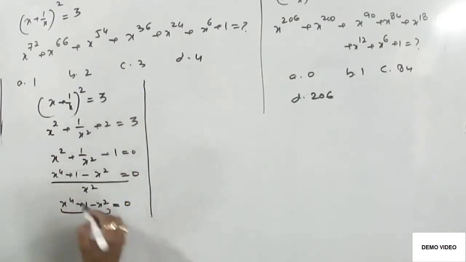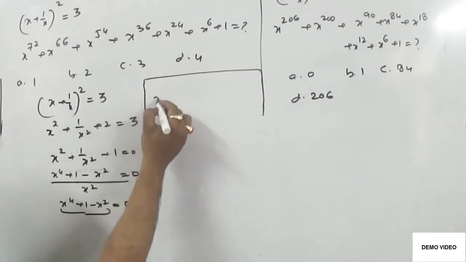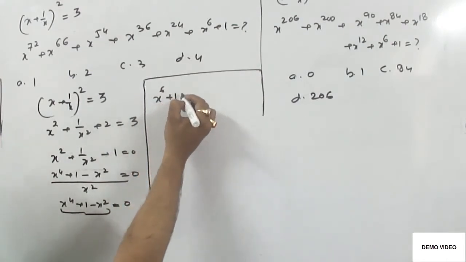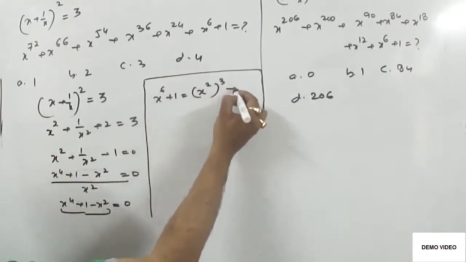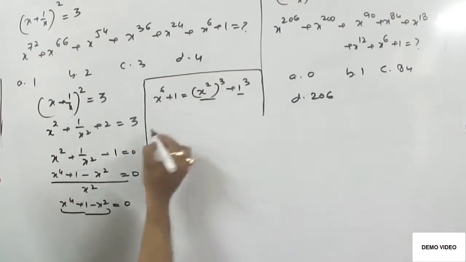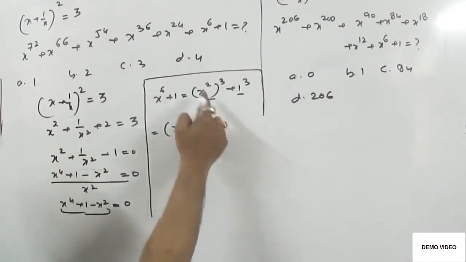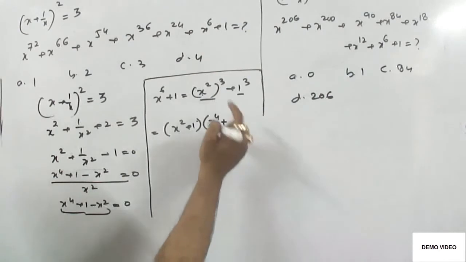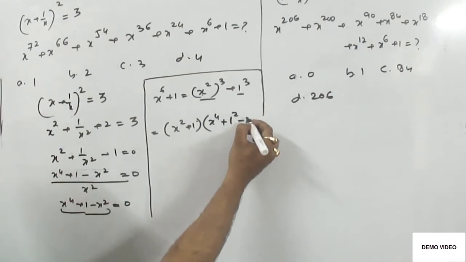So our a is x square. This is a, this is b. It would be x to the power 4 plus 1 minus x square. We have calculated x to the power 4 plus 1 minus x square as 0. So the entire value would be 0. So x to the power 6 plus 1 is 0. The main concept of this question is that we have to calculate x to the power 6 plus 1 is 0. We have to come to this conclusion that if (x plus 1 upon x) whole square is 3, we will get x to the power 6 plus 1 as 0.